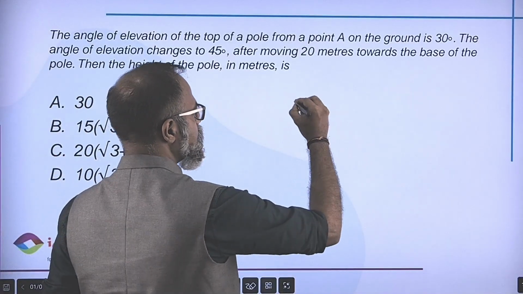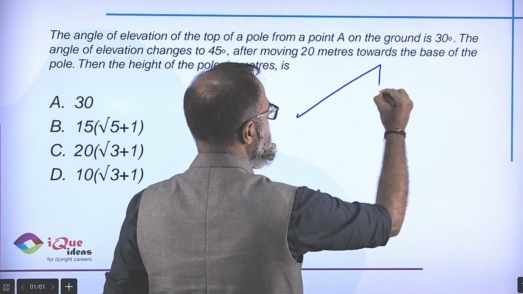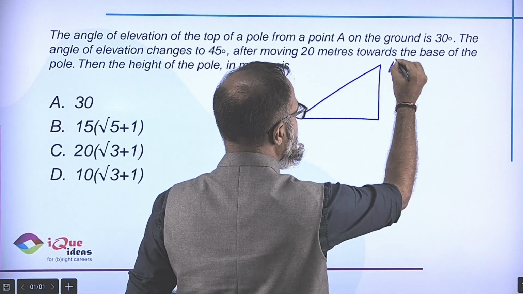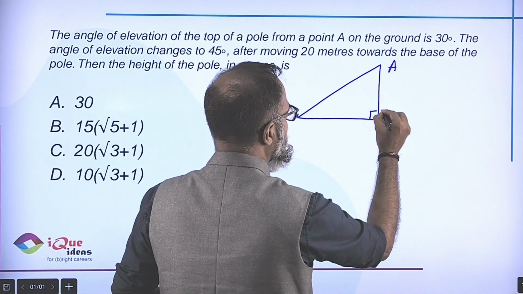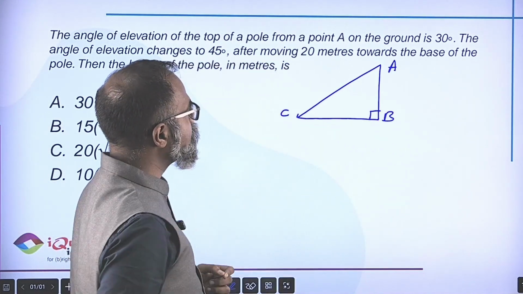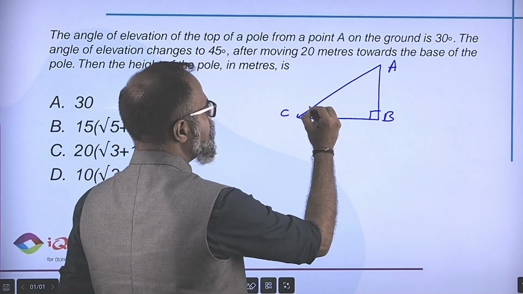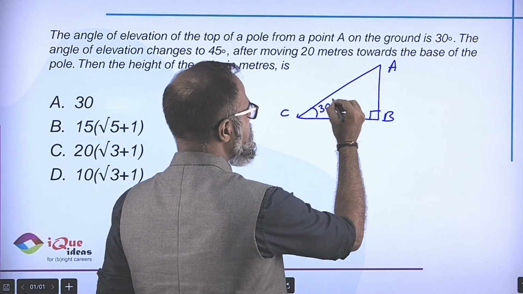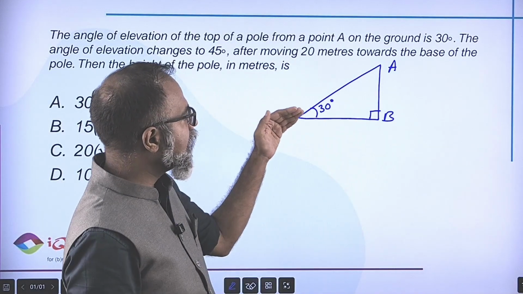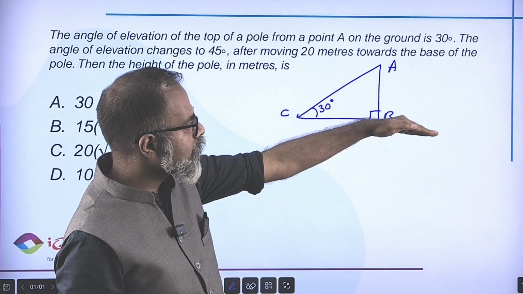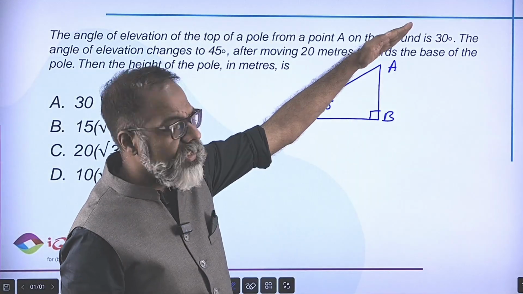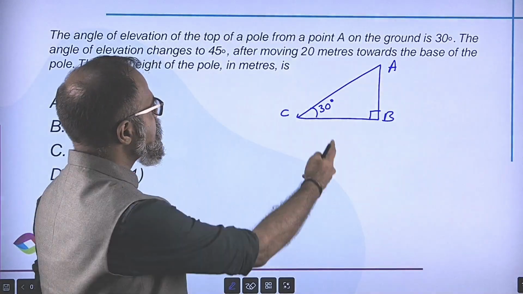30 degrees. Okay, so let us say that this is my pole AB, right? And the point on the ground, let's assume that is C. So the angle of elevation here is 30 degrees. Angle of elevation is the angle between the horizontal to the ground and to the top of the object. So this is 30 degrees.